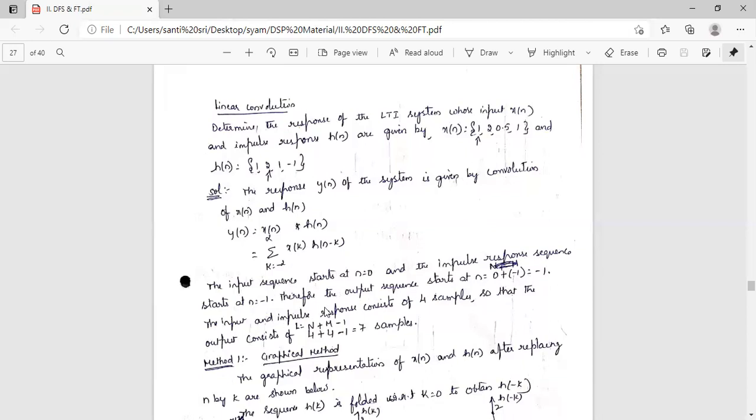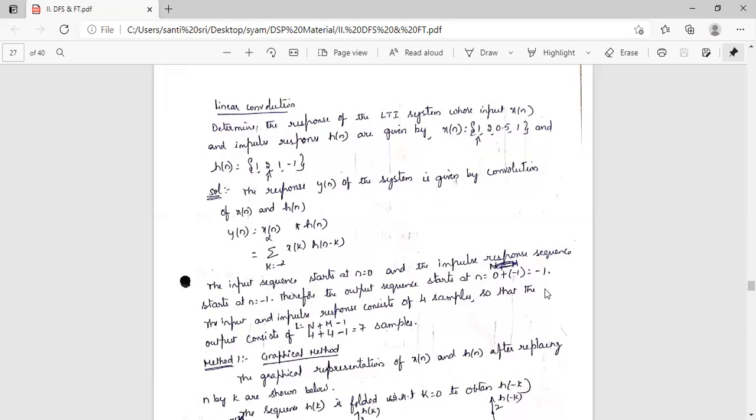The input and impulse response consist of 4 samples each. What is the length of x of n? 4. What is the length of h of n? 4. So L equal to N plus M minus 1, where N is the length of x of n and M is the length of h of n. So the length of the response is 4 plus 4 minus 1, that is 7 samples, starting from minus 1: minus 1, 0, 1, 2, 3, 4, and 5. So these samples we get as the result.